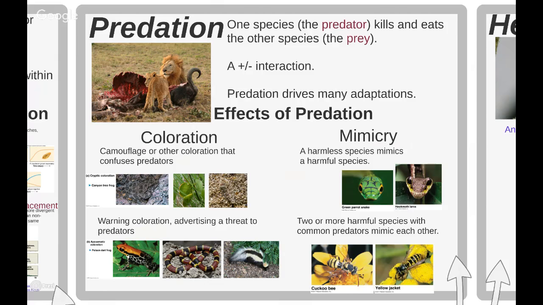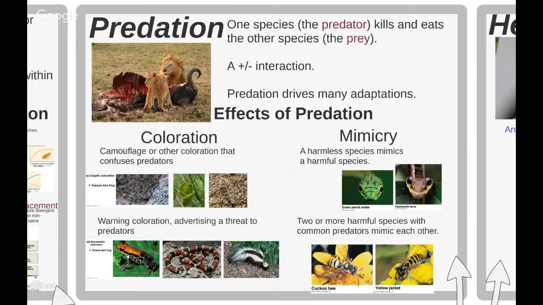Then you have mimicry, where a harmless species mimics a harmful species. I love this example. You have a green parrot snake, which is a snake, and then the hawk moth larva, which looks a lot like a snake head, and I would steer clear, but really it's just a caterpillar. And then you have two or more harmful species with common predators that mimic each other, like yellow jackets and cuckoo bees, which look very similar. Not really, they don't talk to each other, but this evolutionary trend of stay away, we're going to sting you, has been presented.